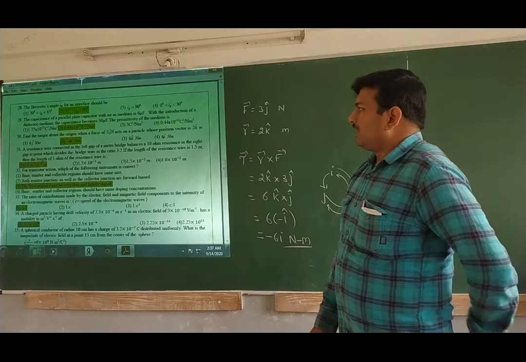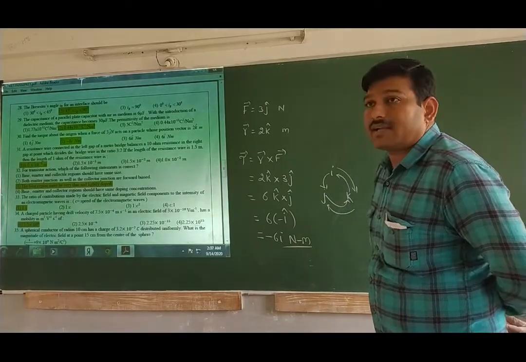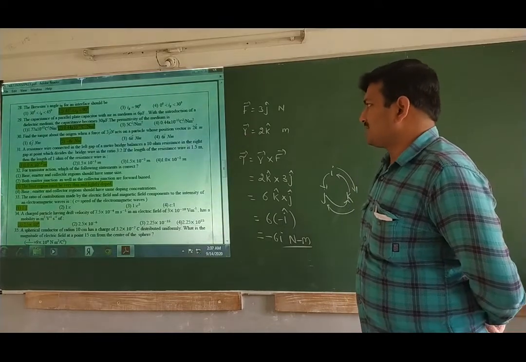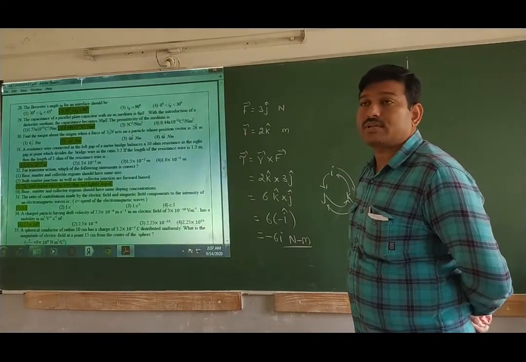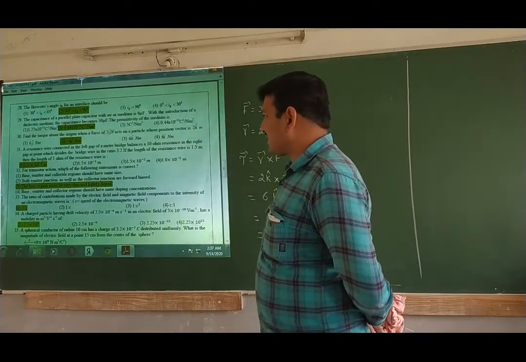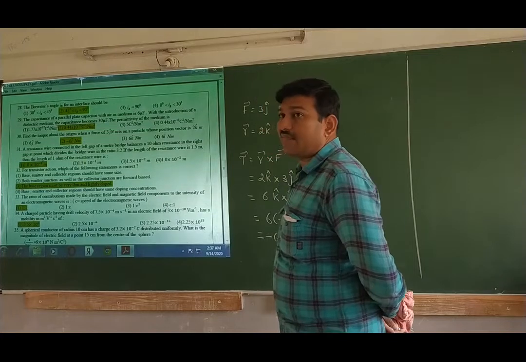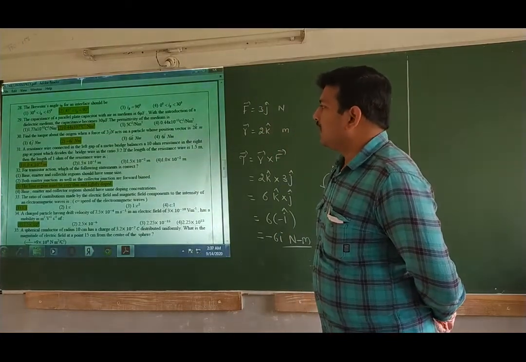(31) The resistance wire is connected in the left gap of a meter bridge which balances a 10 ohm resistance. In the left gap there is a wire. I don't know the resistance of that wire, so let me take it as X. So in the left gap the resistance is X, in the right gap it is 10. So left by right is X by 10.